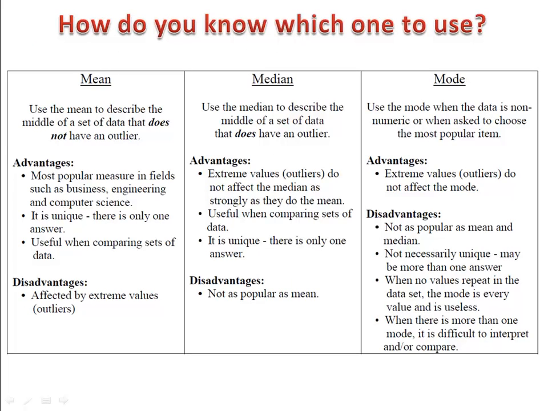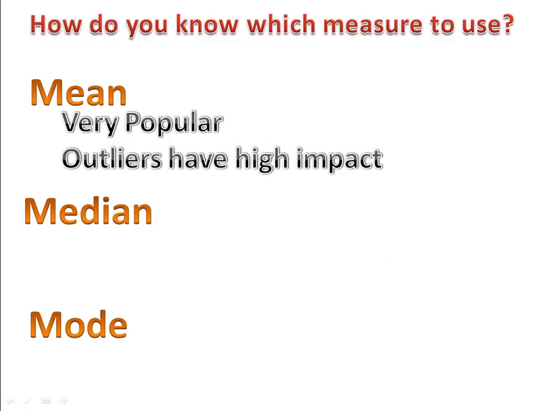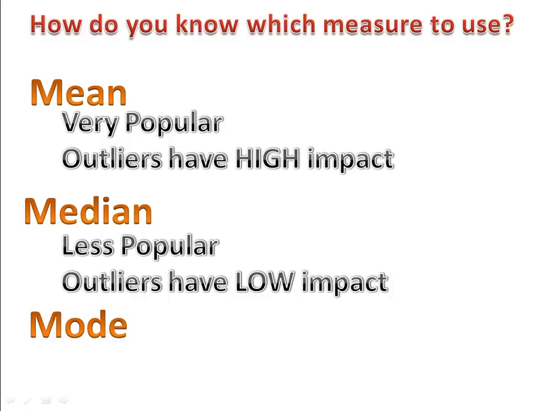So here's a few things to keep in mind. If you want to work with the mean, well, it's very popular. People love the word average. However, if you have outliers, a number that's extremely low or extremely high, it's going to have an impact. It's either going to raise your average up or raise your average down, which means it may not fully describe the data.